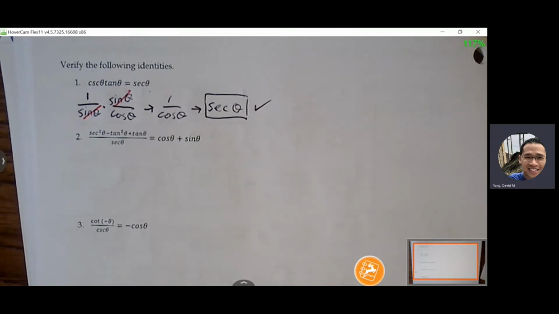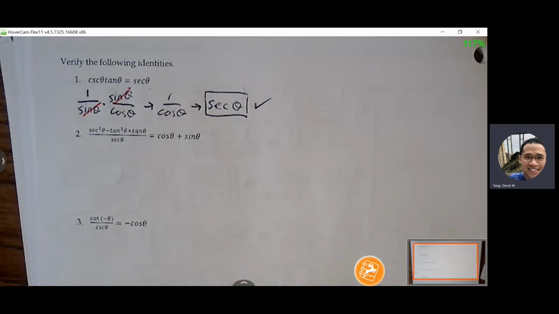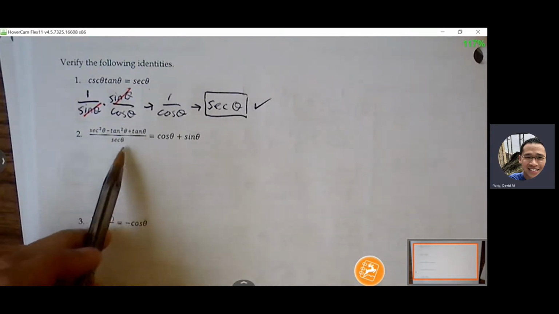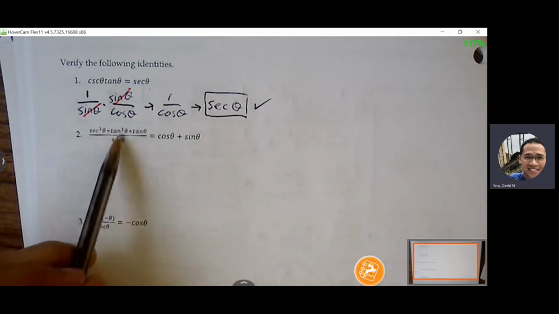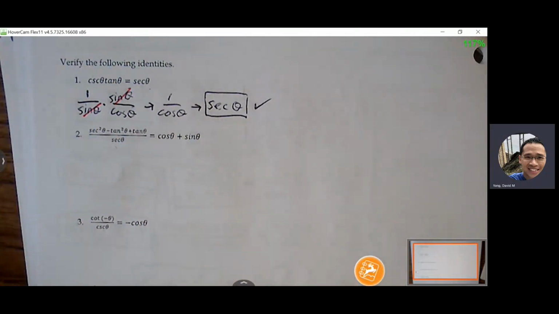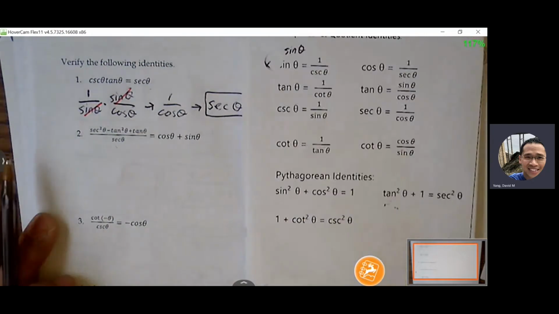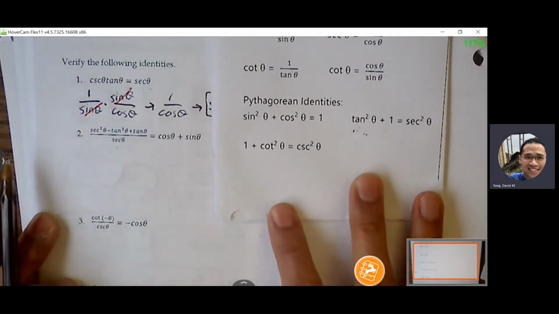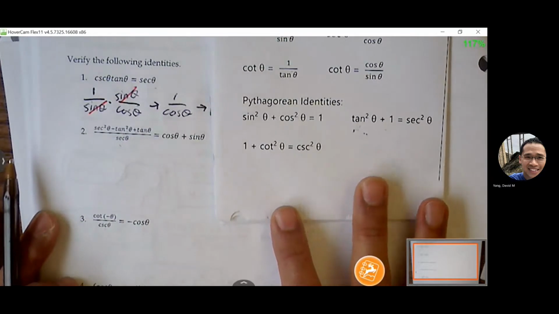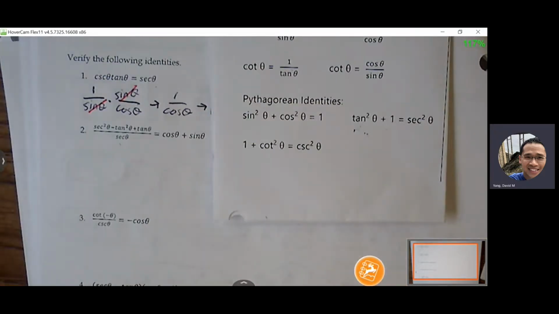Okay, number 2. Secant squared minus tangent squared plus tangent theta over secant theta. Okay, I see a bunch of squared terms here. When I see trig functions being squared, I'm always trying to think, wait, maybe there's an identity that I can involve here. Do you see anything that we can maybe use?